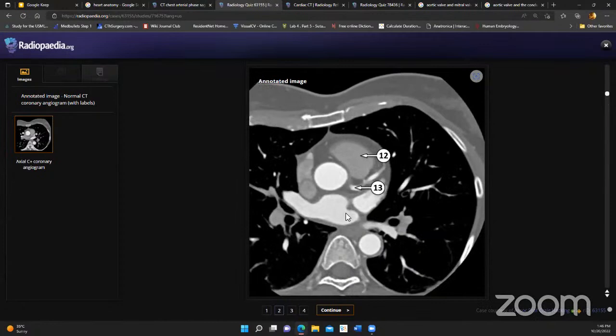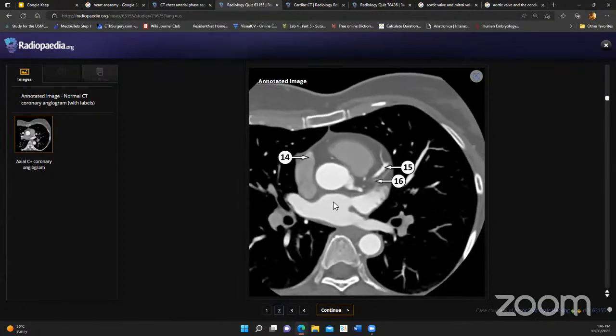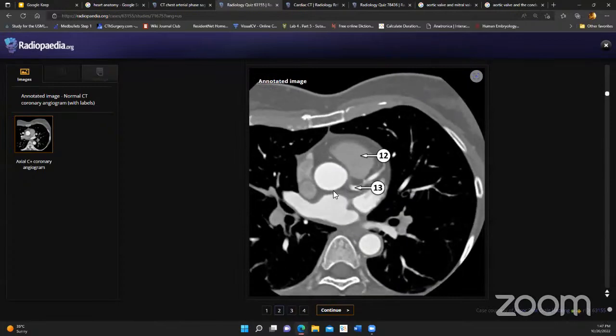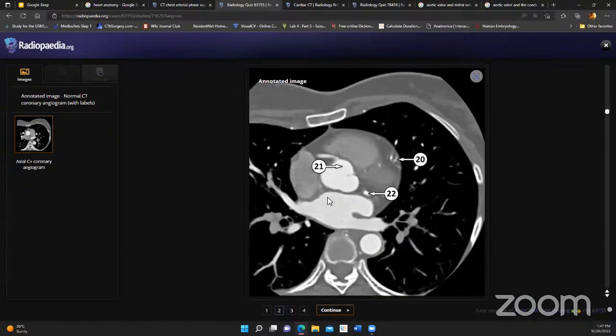And this is an important thing to know. This is something you can injure. When you put your cross clamp on the aorta, you can grab part of the left atrial appendage.